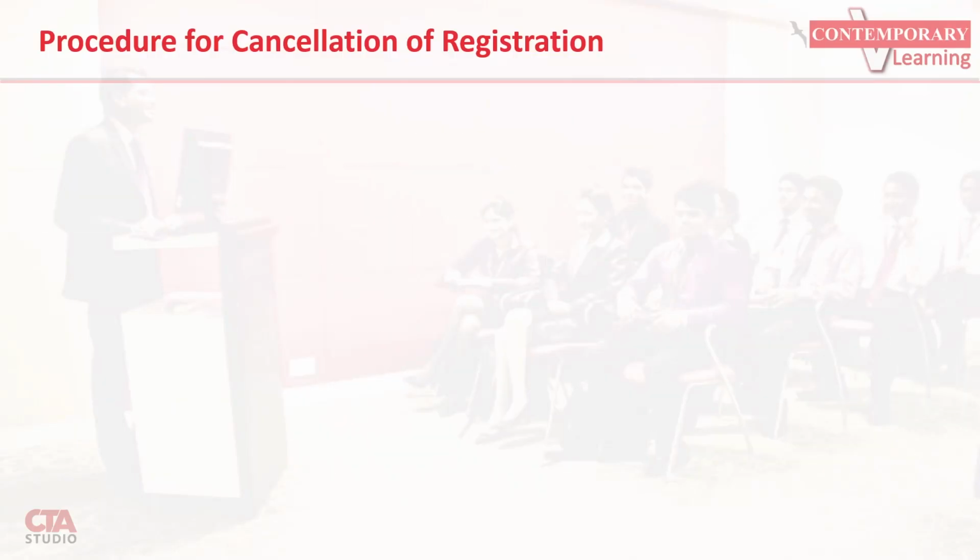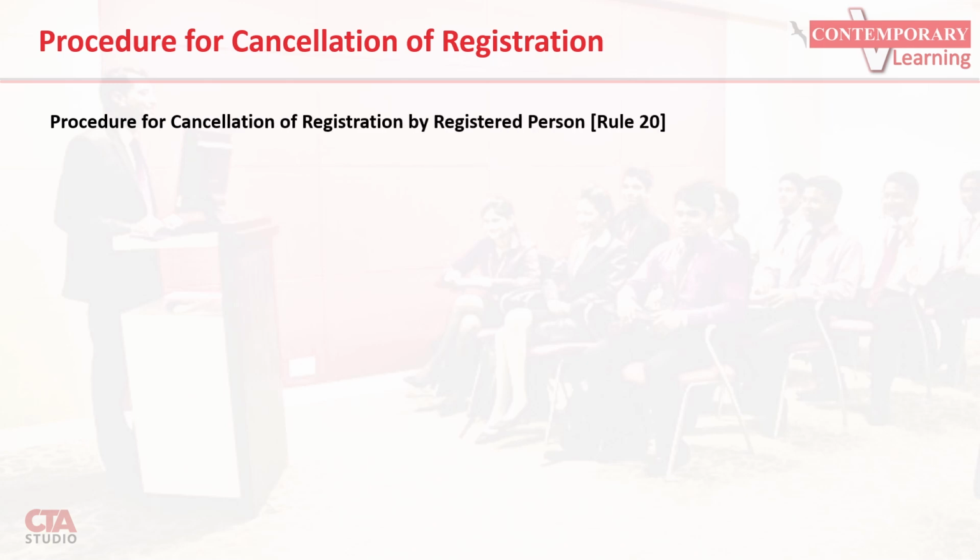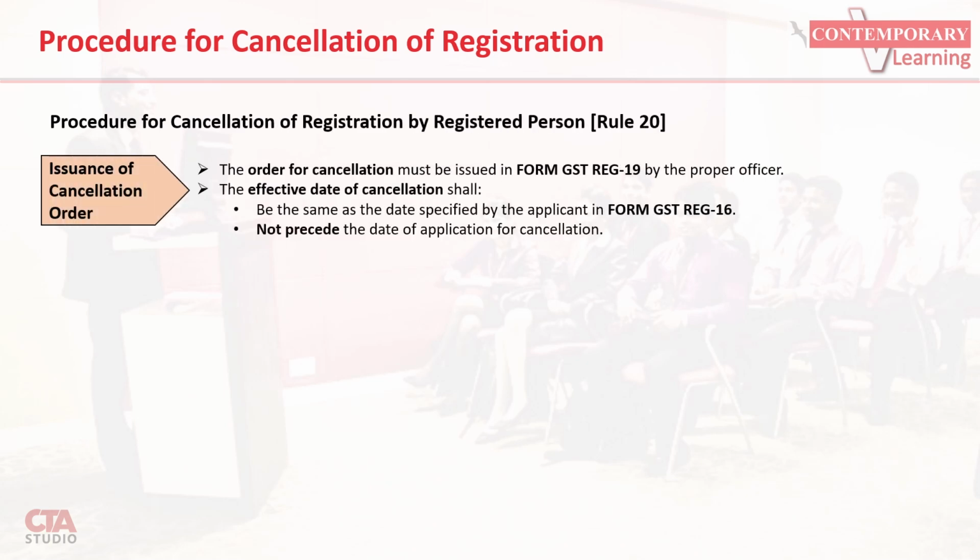Now, the final step in the cancellation process by registered persons. Issuance of cancellation order. The order for cancellation must be issued in Form GST REG-19 by the proper officer. Effective date. The effective date of cancellation shall be the same as the date specified by the applicant in Form GST REG-16, but not precede the date of application for cancellation.